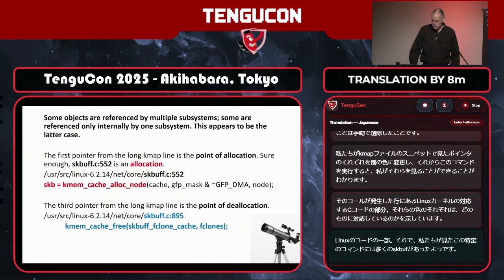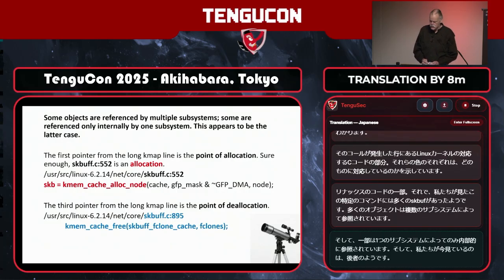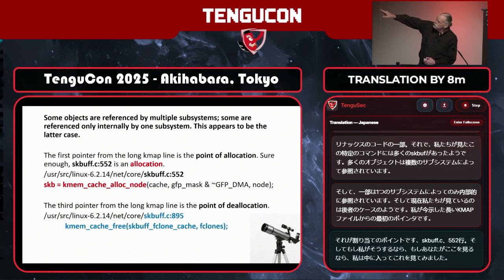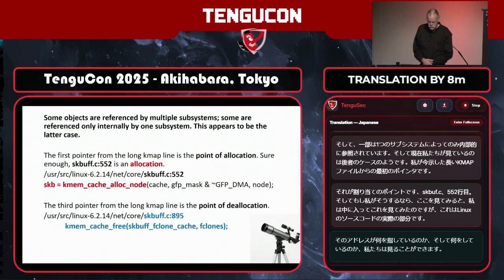A lot of the objects are referenced by multiple subsystems, and some are only referenced internally by one subsystem. What we're looking at right now appears to be the latter case. The first pointer from the long KMap file I just showed is a point of allocation, skbuff.c, line 552. And if you see down here, this is the actual part of the Linux source code that the address pointed to and what it does. If you know C, you'll see what it's doing. And then the third pointer from the long KMap file is a point of deallocation.